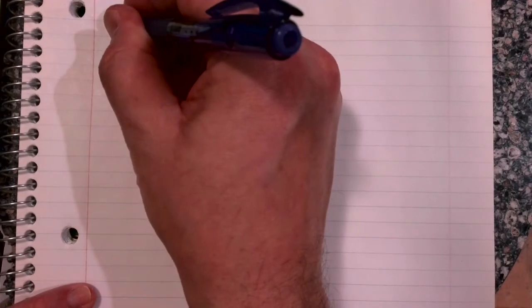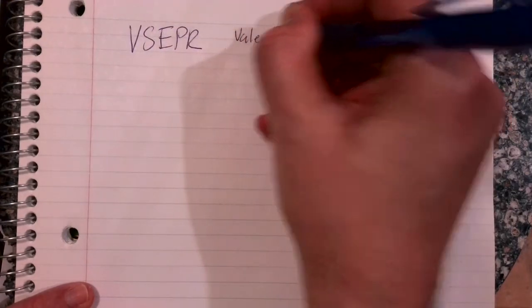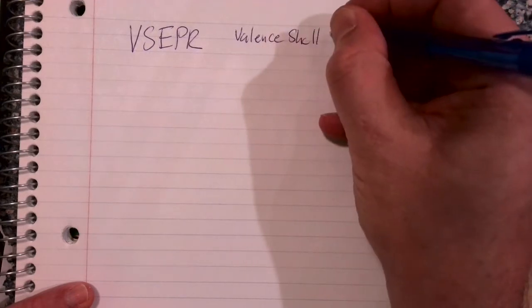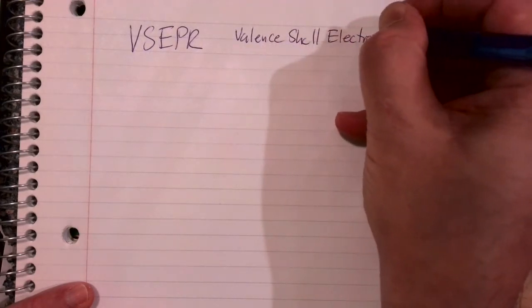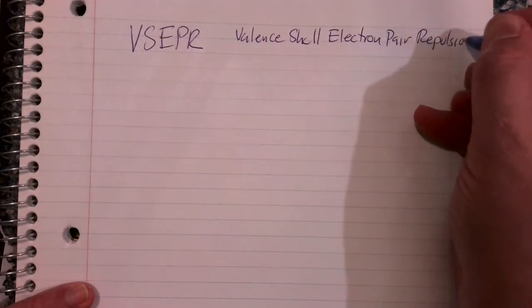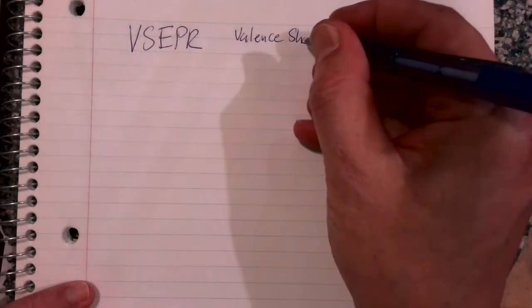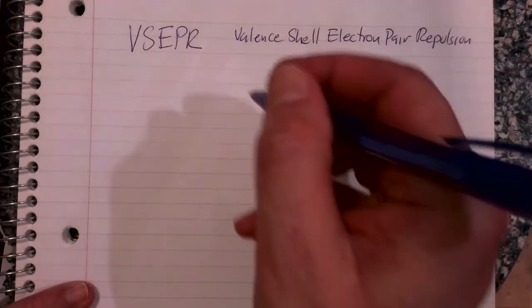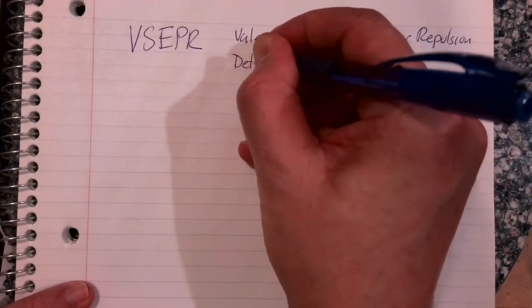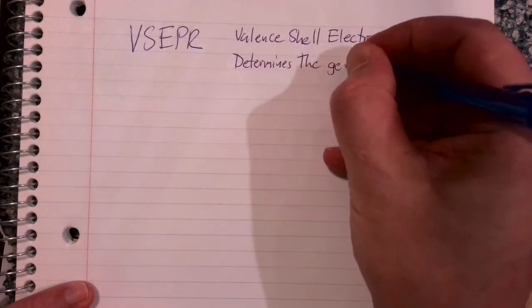We need to talk about VSEPR. VSEPR, which makes no sense as an acronym, stands for valence shell electron pair repulsion. And this is one of the worst acronyms ever, because even after you write it, it's hard to figure out what it's really describing. But what it's really describing is a principle that determines the geometry of atoms, okay, of molecules.